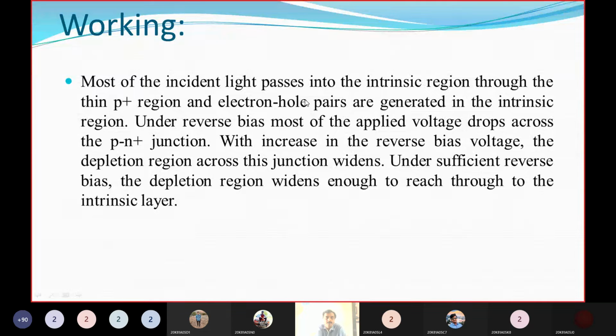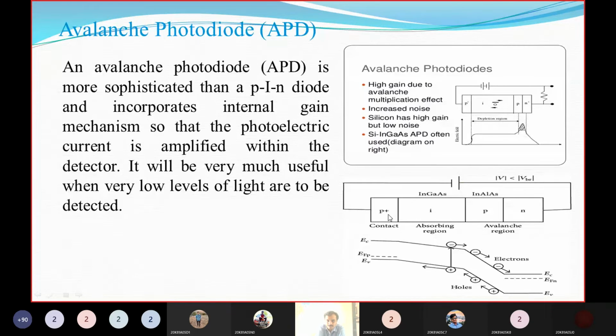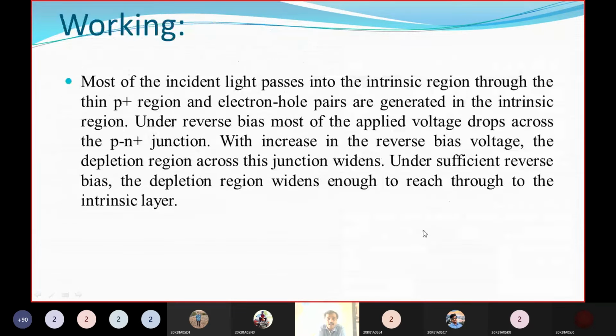Most of the incident light passes into the intrinsic region through the thin P region, and electron hole pairs are generated in the intrinsic region. Already we know that. If you take this very thin P region, the light is incident and reaches the intrinsic region after passing the P region. And it is also connected in reverse bias.